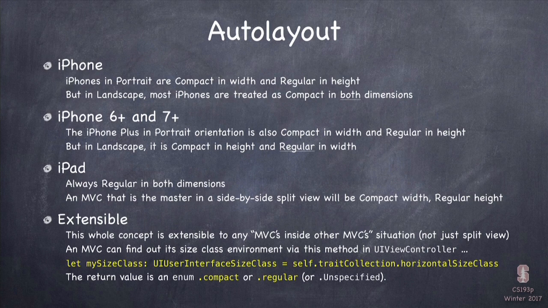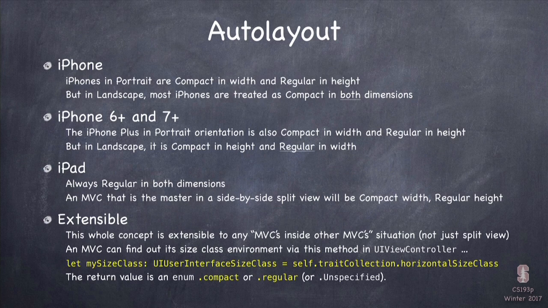Now, this whole mechanism of compact and regular and size classes, of course it's built in for devices as I described above here, but it's also extensible. So if you were to write your own thing where an MVC was embedded inside another MVC, you could set or communicate whether that MVC is compact or regular in each of width and height, and kind of send a message to the MVC, hey, I've constrained your height, so make sure you deal with that, or I've constrained your width. And so it can react to it.